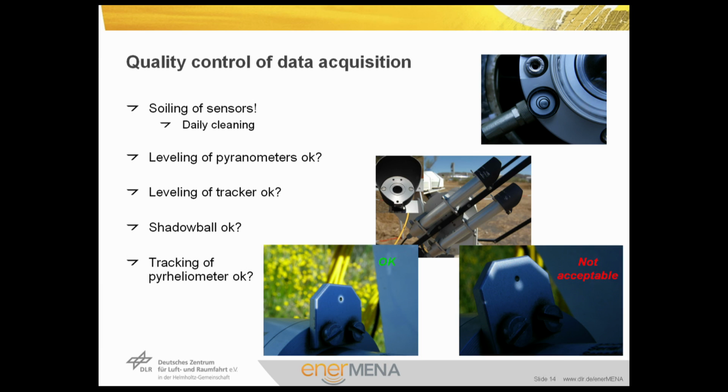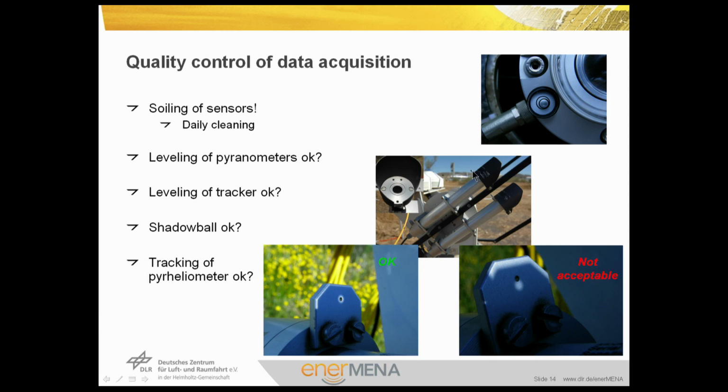Now I want to say a few words about quality control of data acquisition. So if your sensors are in the field, you have to check if the sensors are clean. Make sure that they are cleaned daily. You have to check the leveling of the pyranometers. Usually pyranometers come with a water level. You also have to check the leveling of the tracker. And you have to check the position of the shadow ball. The tracking of the pyrheliometers can be checked with the light spot.